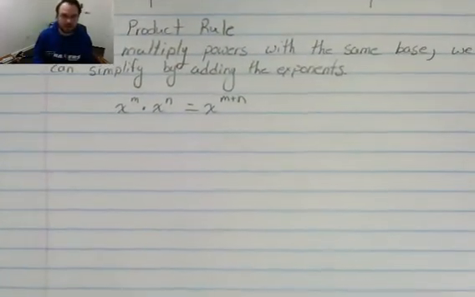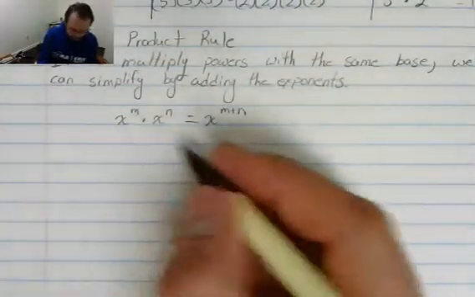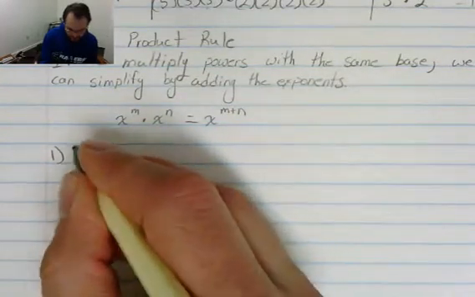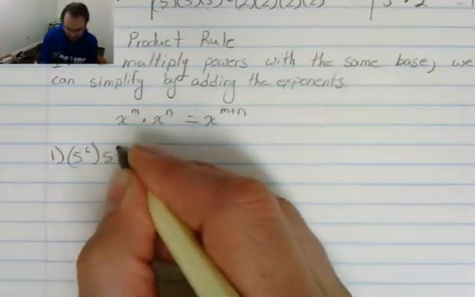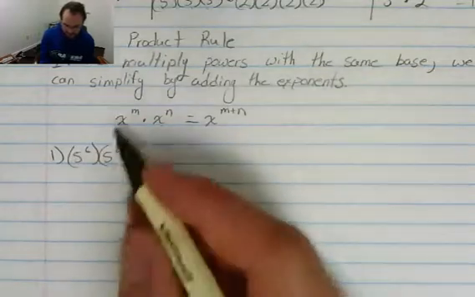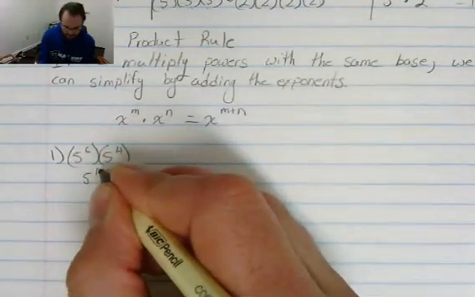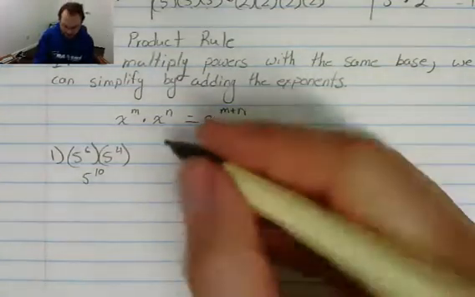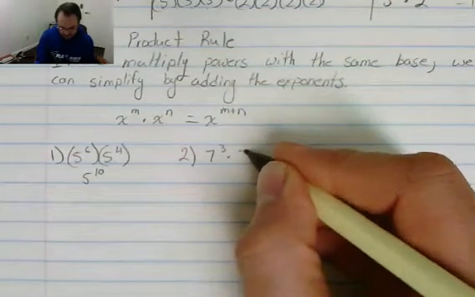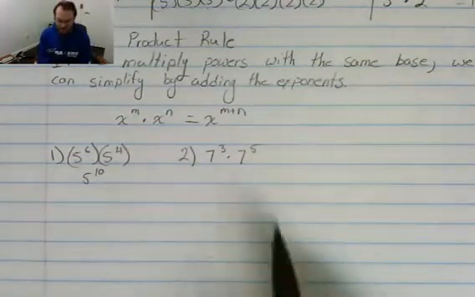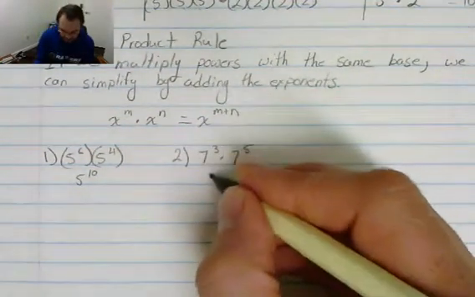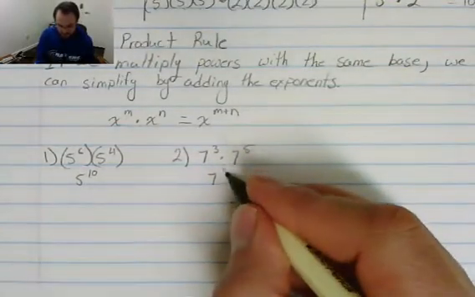All right, so let's look at a few examples here. Here's my first example, looking at that rule. We're going to have 5 to the power of 6 multiplied by 5 to the power of 4. We have the same bases, so we can just add our exponents. This is equal to 5 to the power of 10. Let's look at my next one. We're going to have 7 to the power of 3 multiplied by 7 to the power of 5. Once again, we have the exact same bases, so we can just add my exponents. That's going to give me 7 to the 3 plus 5, which is 8.